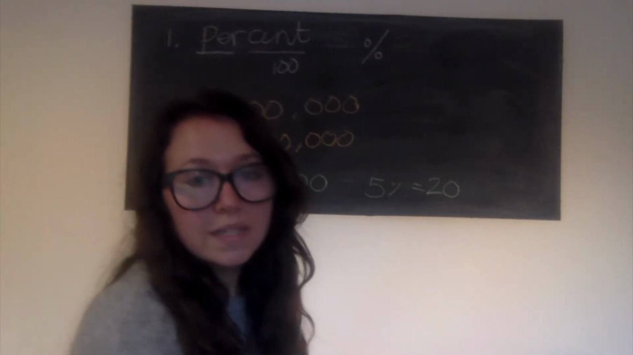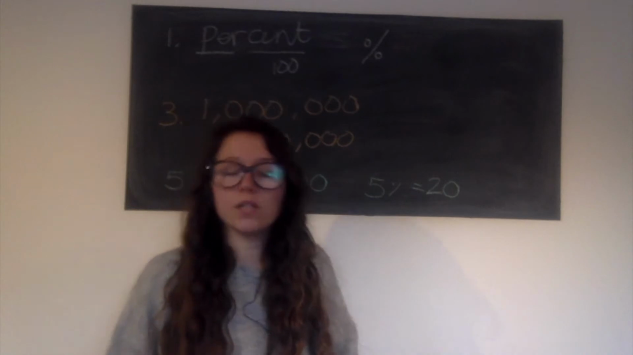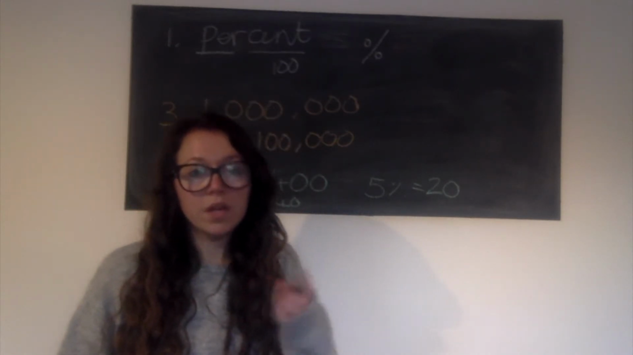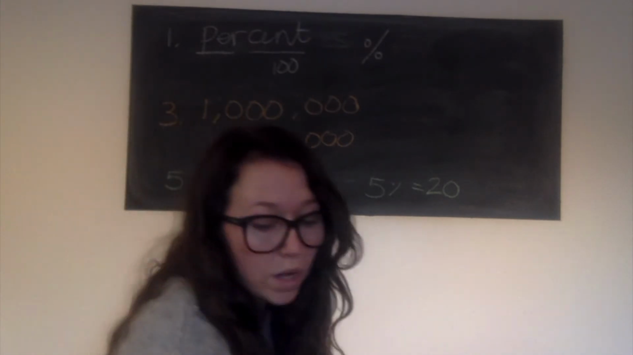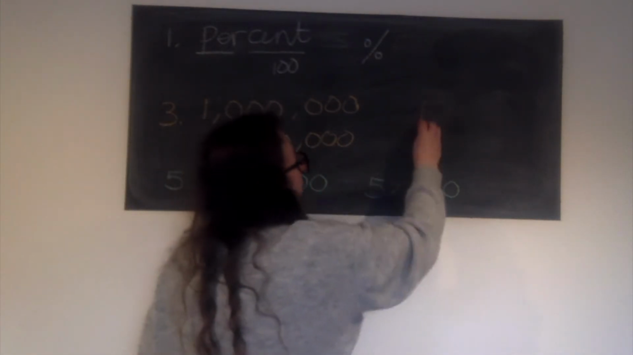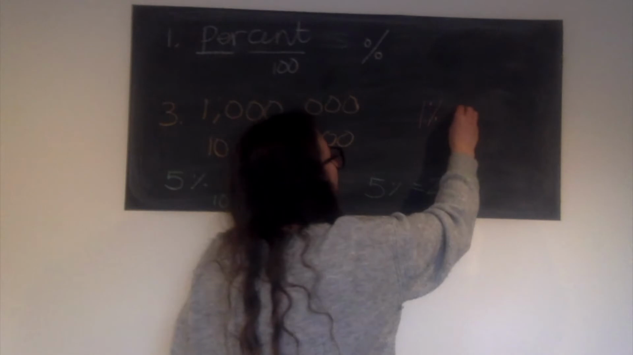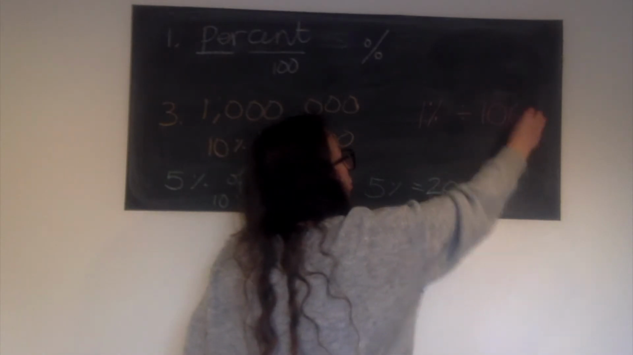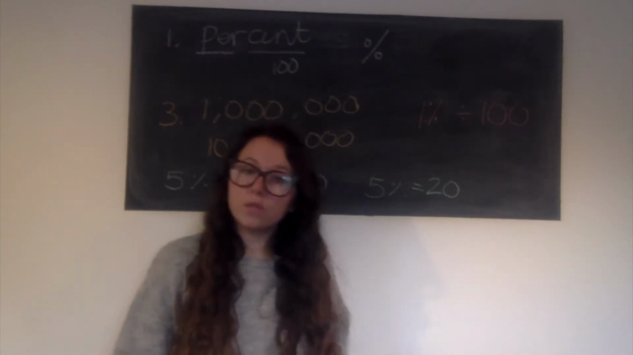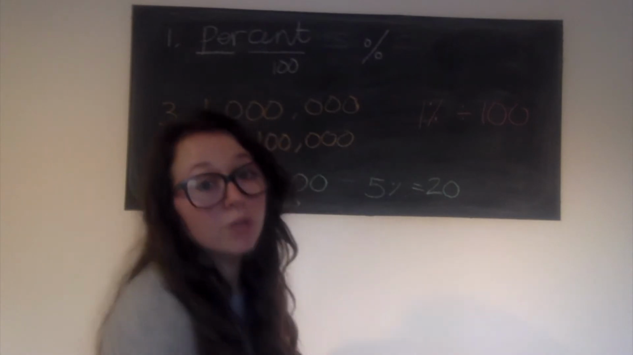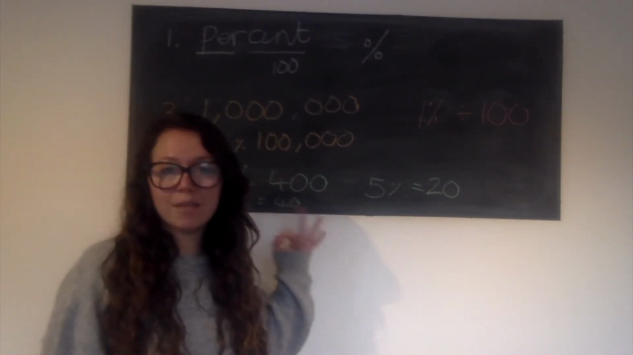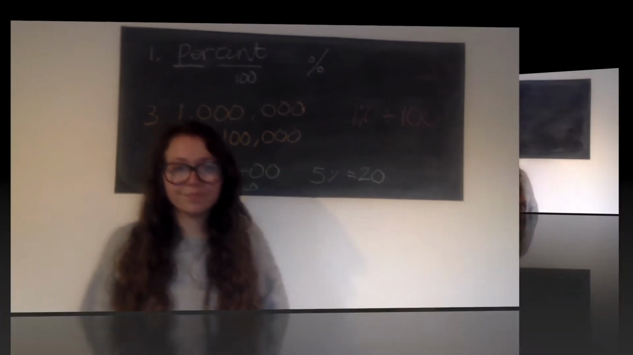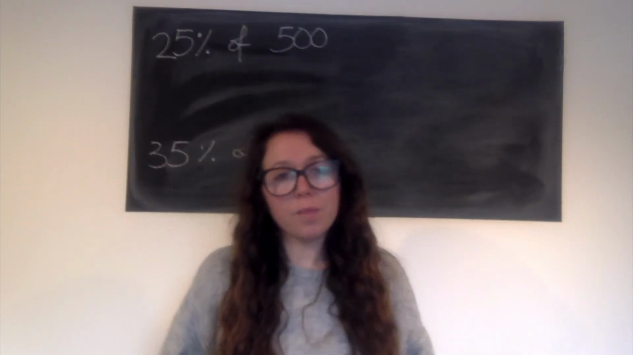And the last one says explain how to find 1% of an amount. So to find 10%, we divide by 10. To find 1%, we must divide by 100. Okay, so there's a few notes there that you can use to help you today, because we're going to need all of these skills, finding 1%, 5% and 10%. Those are really crucial.